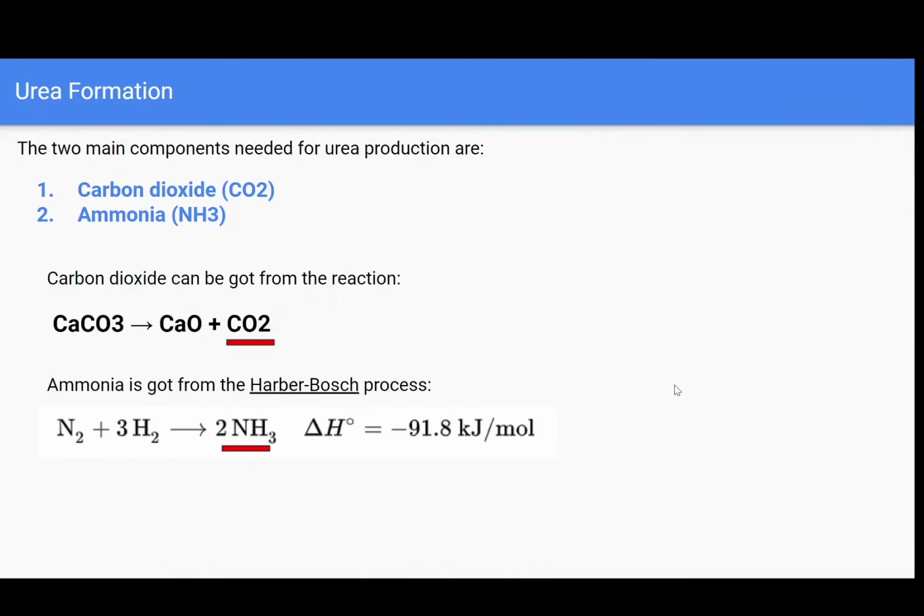Okay, so what we know so far is that for urea to form, we need carbon dioxide and ammonia. We know we get this carbon dioxide as a byproduct in ammonia producing plants, and we get this hydrogen from natural gas such as methane.